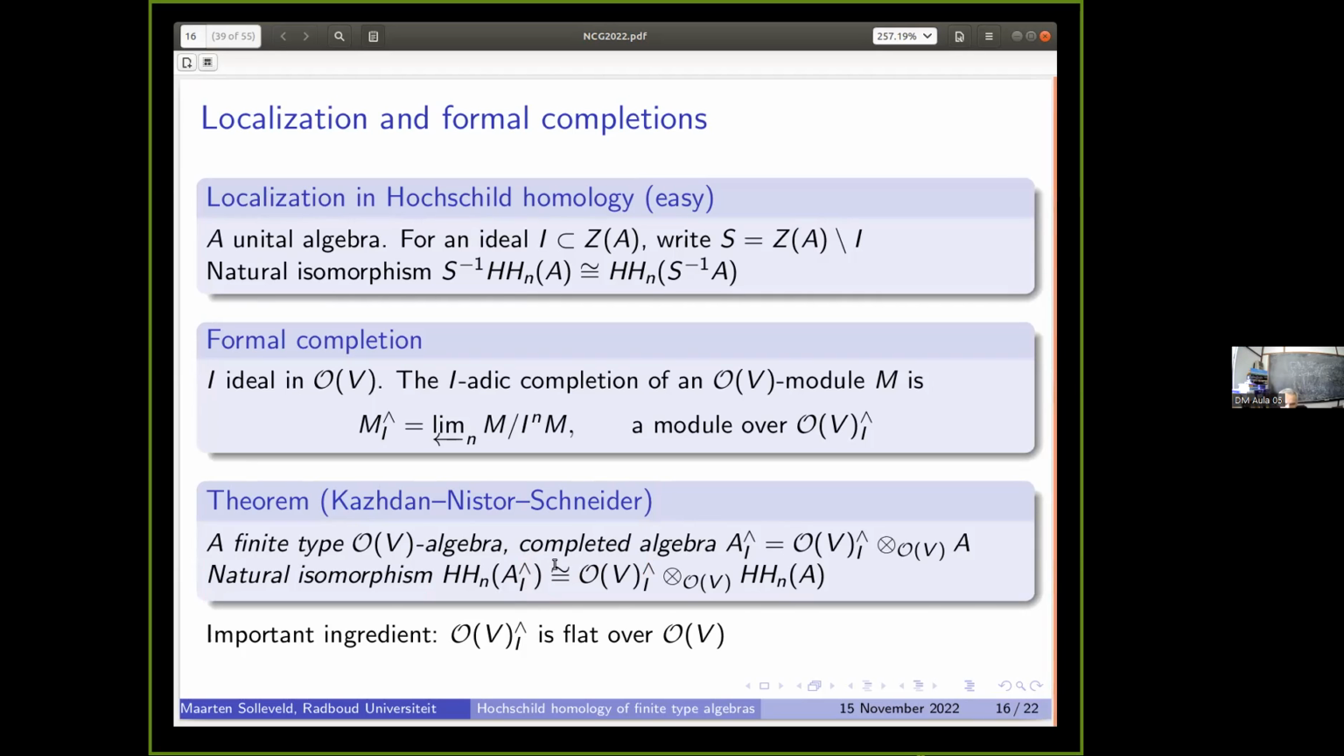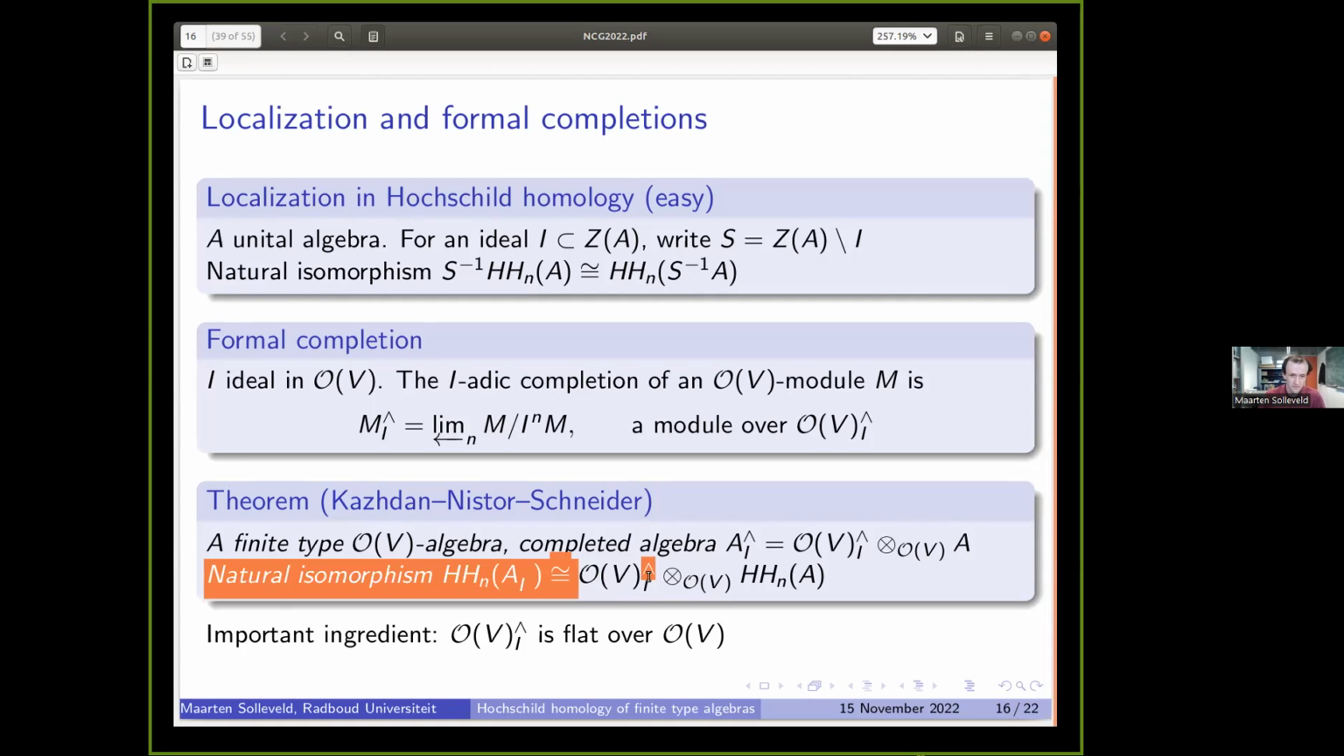So you complete the tensor product, right? Yes, you have to complete the tensor product, yes. And one part of it, the most important part of this theorem, is in fact that this functor, tensoring over OV with a completed version of OV, is an exact functor. So that means that the completion is flat over the algebra itself. That's not enough, but that's the most of it in some sense.